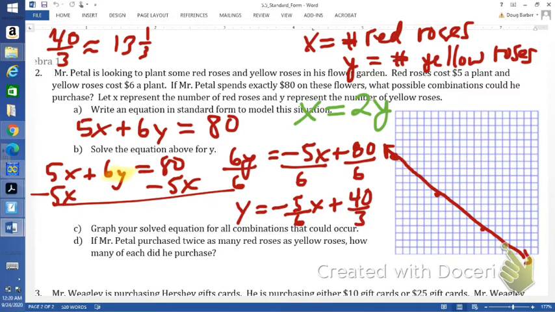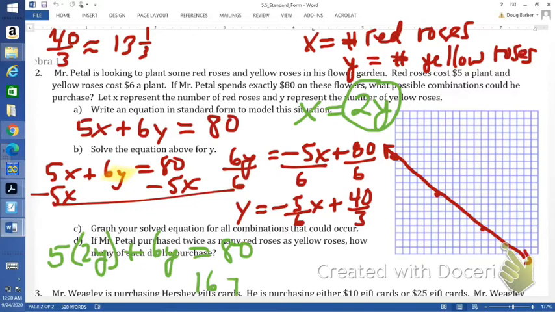Alright, so what we're going to do is substitute 2y in for x in our equation and then solve. So we're going to say 5 times 2y plus 6y equals 80. So we're going to have 10y plus 6y. That's going to give us 16y equals 80. And then divide by 16. So we know that y equals 5.